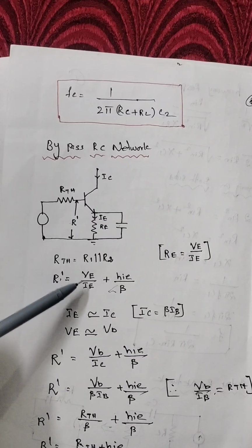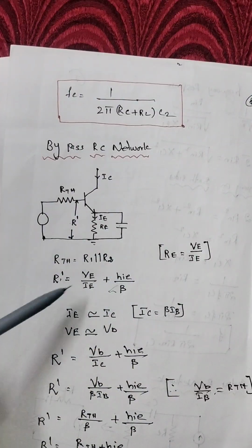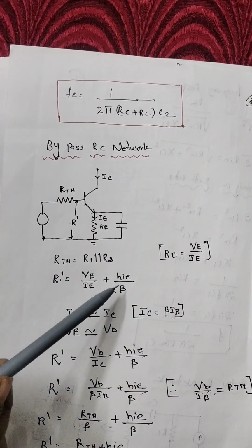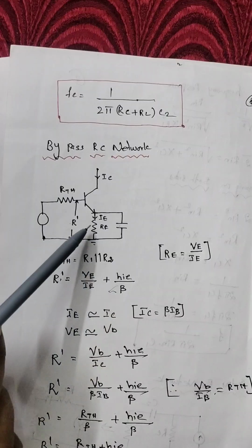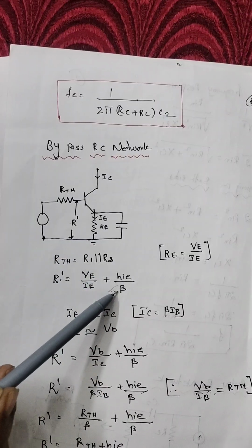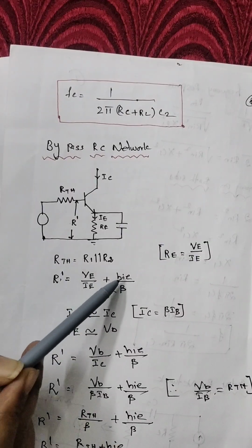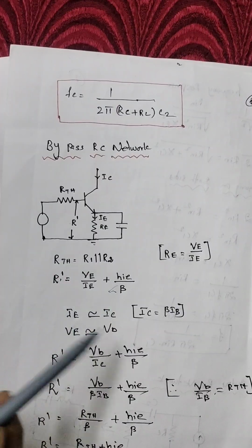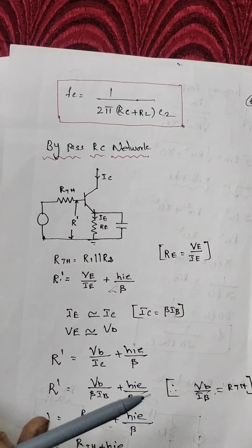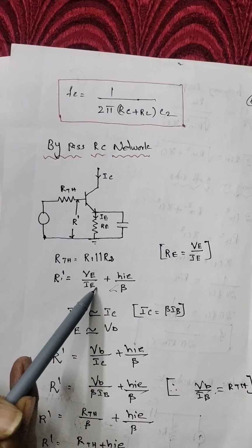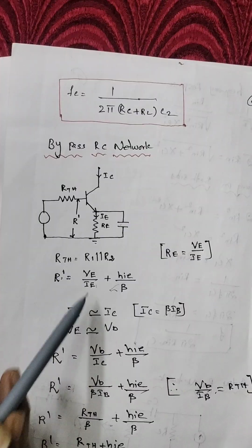What is R? V is equal to I into R. R is equal to V by I, correct? VE by IE. RE has to be put, right? Okay, VE by IE plus the input impedance we put here, HIE, by beta. What is beta? Current amplification factor for common emitter configuration. So R dash is equal to VE by IE plus HIE divided by beta. We know that IE is equal to IB plus IC. That is, the base becomes negligible, right? That's why for IE, what else do I do? I substitute IC. Instead of IE I am substituting IC.